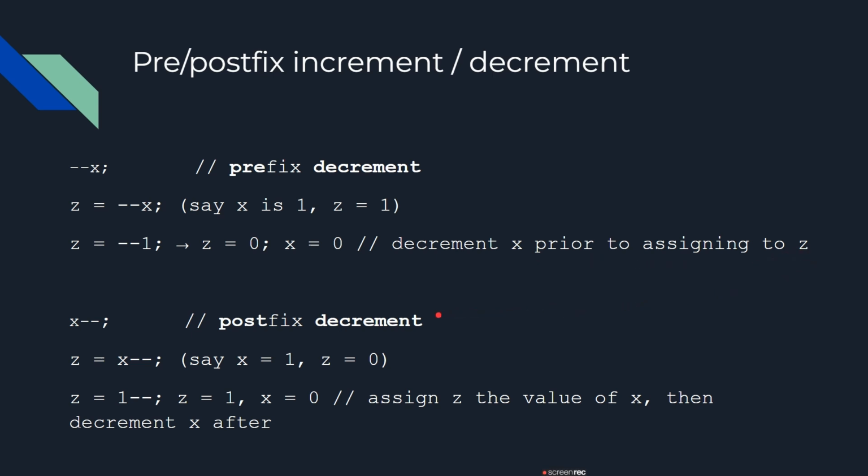In the postfix decrement, we'll assign the value of x to z, and then decrement x after. Once again, example here, we have x equal to 1, z is equal to 0, where z is equal to x minus minus. What will occur here is the value of x, 1, will get assigned to z, so therefore z will equal 1, and then x will decrement by 1 to become 0.